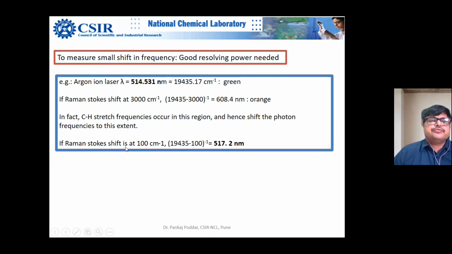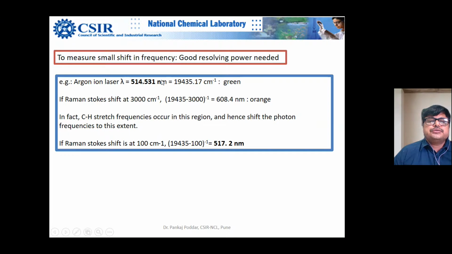For example, if you are recording a Raman Stokes shift of 100 centimeter inverse, and you are using an argon ion laser, the wavelength is 540.531 nanometer. If we convert that into centimeters, it becomes this value. If we deduct 100 from this value, the wavelength becomes 517.17. So this is the wavelength of the incoming laser, and this you want to record.